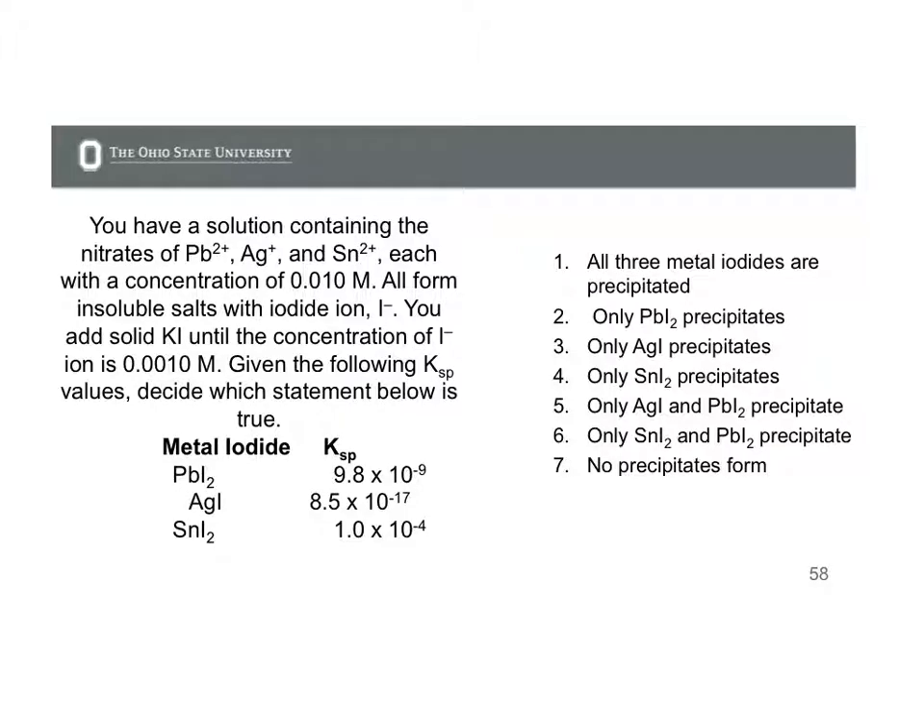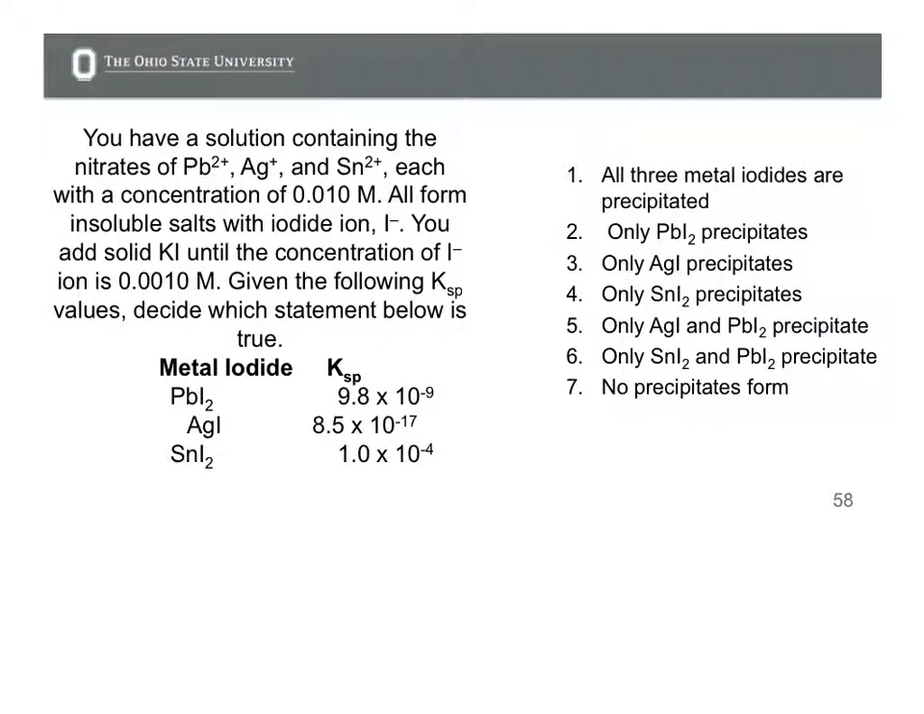One more. Okay, this one takes a little bit more. We have a solution containing nitrates of the lead, silver, and tin ion. So we know they've completely dissolved. They're nitrates. And so the concentration of lead is 0.01 molar, silver 0.01 molar, tin 0.01 molar. All of these ions form insoluble salts with iodide, and their KSP values are given on the table. Let's say you add solid potassium iodide until the iodide concentration is 0.001 molar. So we can decide, based on the KSP values, which of these will form a precipitate. All three, one of them, a couple of them, none of them.